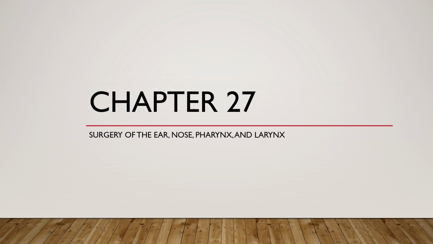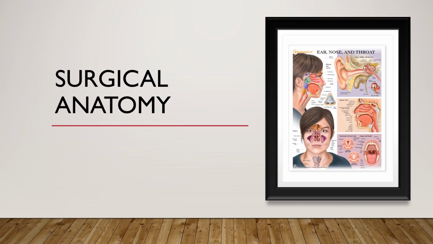Hi everybody, welcome back. We are going to dive into chapter 27 now, which is going to have to do with surgery of the ear, nose, pharynx, and larynx. So we will call this ear, nose, and throat. This is our ENT chapter. All right, as usual, we're going to start out with some surgical anatomy, a little bit of a review here.